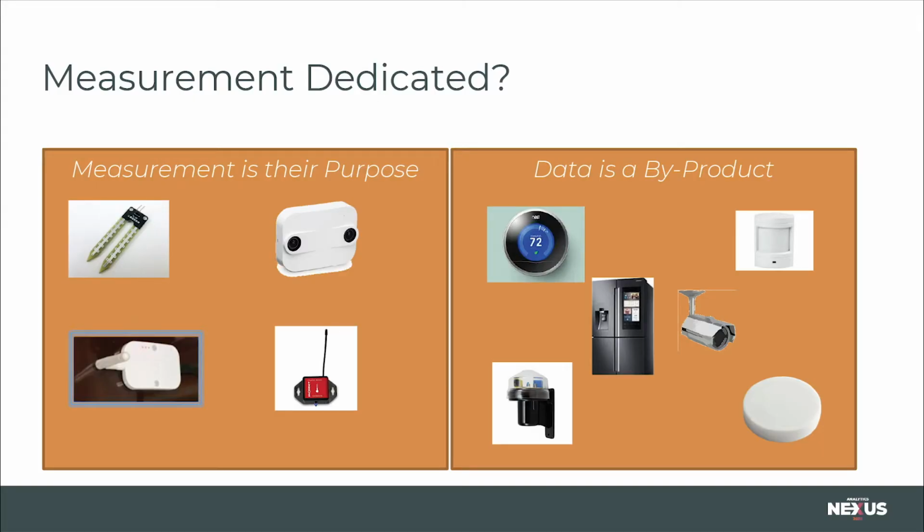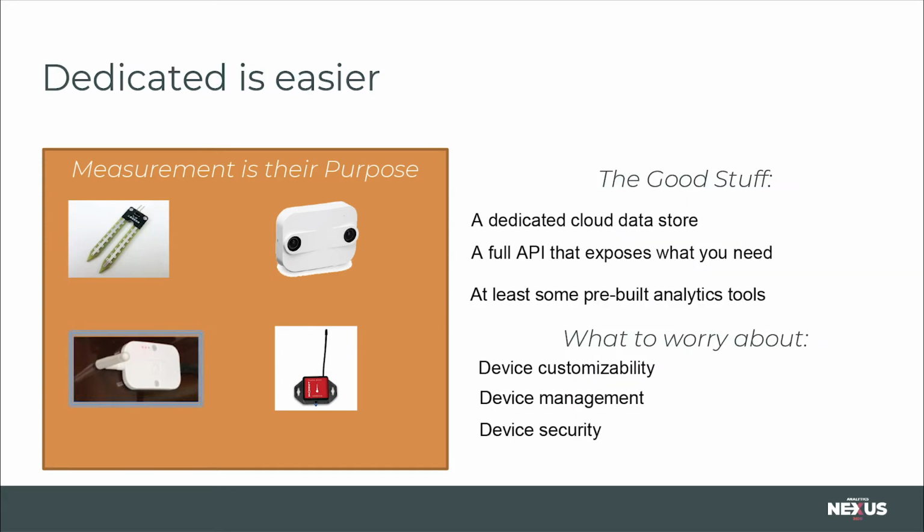But at a high level, one of the distinctions that I want to walk you through that I think is pretty important from an analytics perspective as you start thinking about IoT is whether the IoT devices you're using are custom built with measurement as their purpose, or whether data is a byproduct of those devices. It turns out that it makes a pretty significant difference in the types of challenges and the things you'll have to consider as you think about using these devices for analytic purposes. So let's start out with devices where measurement is their purpose.